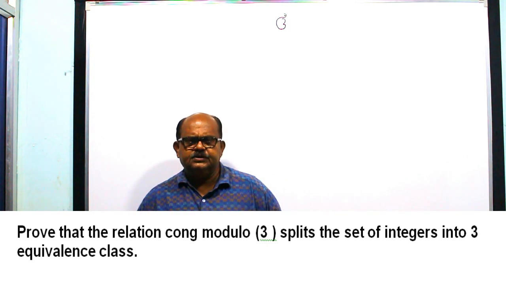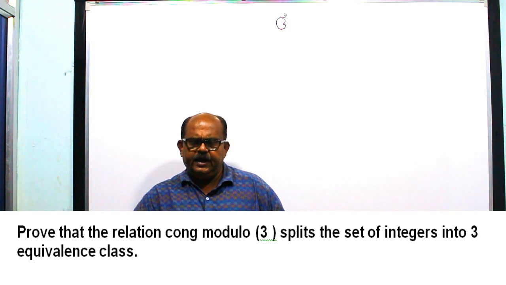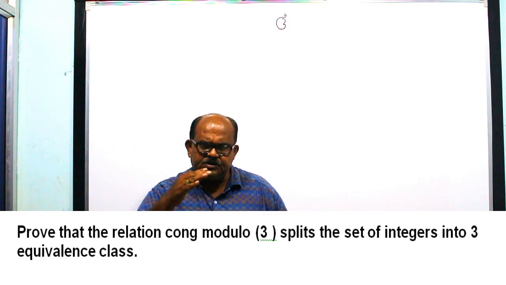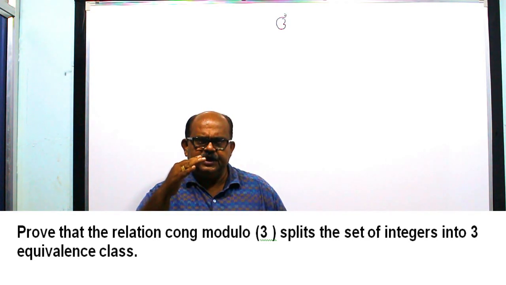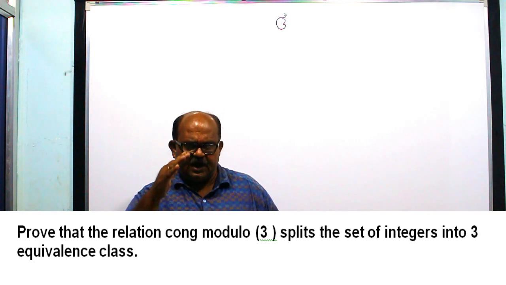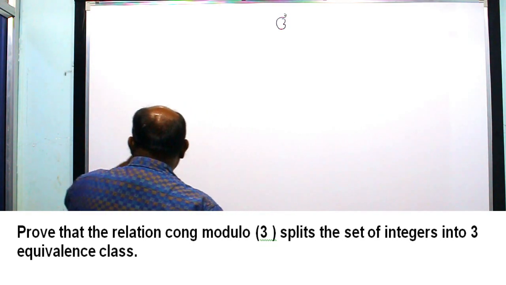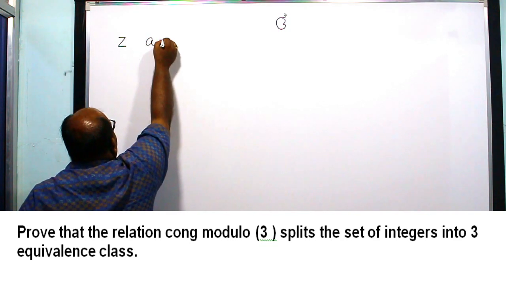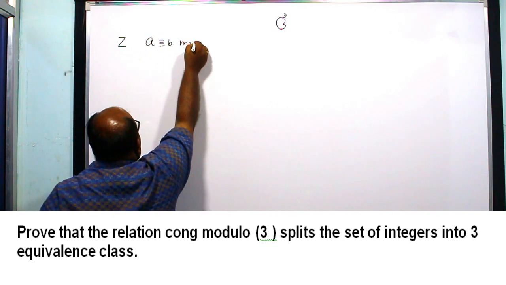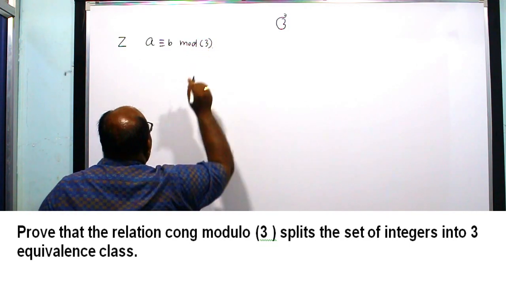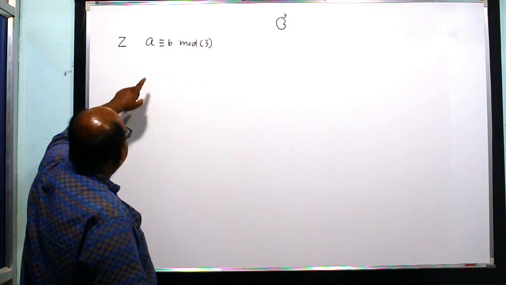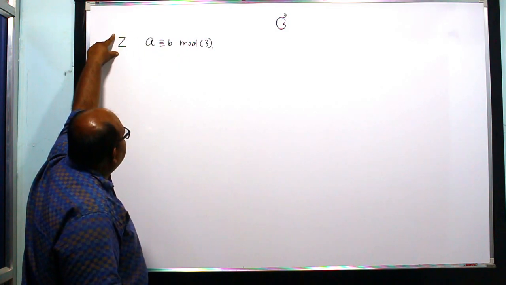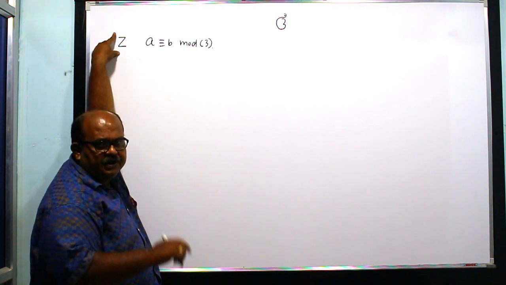The question is: prove that a congruent to b mod 3 splits the set of integers into 3 equivalence classes. It means the set given here is Z, the relation given here is a congruent to b mod 3, and we are asked to prove that this relation splits the integer set into 3 equivalence classes only.